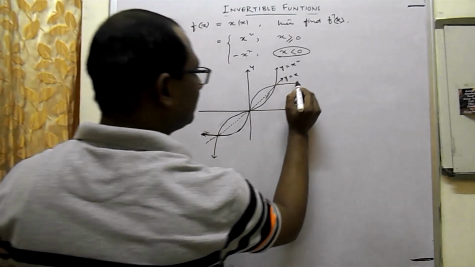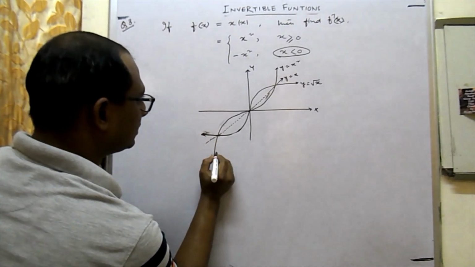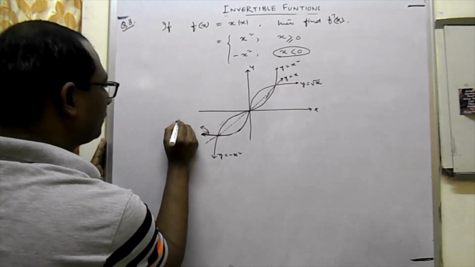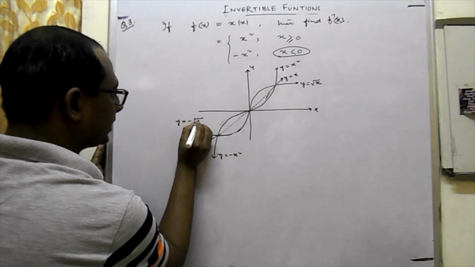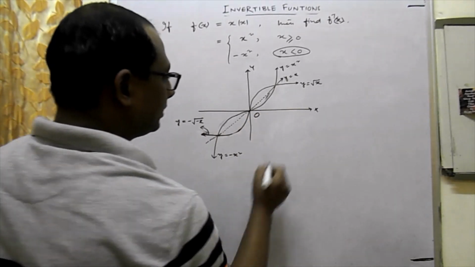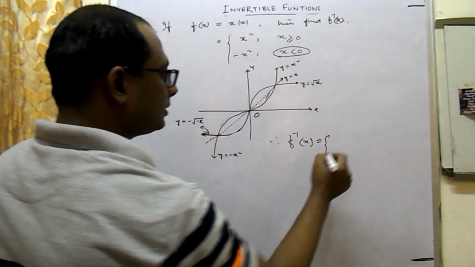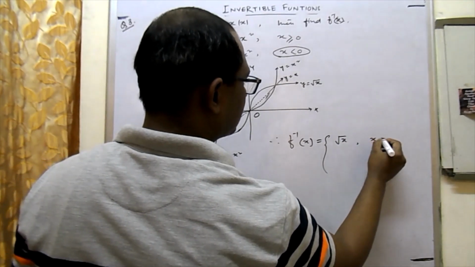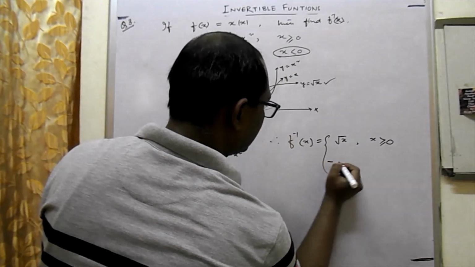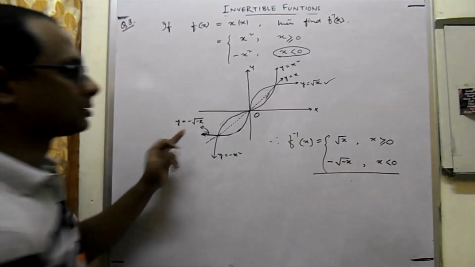Again, so what will be this graph? This one will be y equal to positive square root of x, and this one was y equal to minus x squared. So this one will be y equal to negative square root of negative x. Right? Therefore, f inverse of x will be equal to positive square root of x if x is greater than or equal to 0, and negative square root of negative x if x is less than 0. So this is the answer.